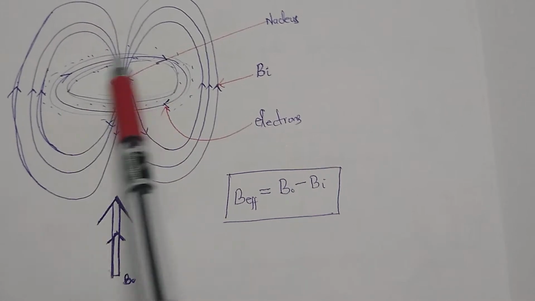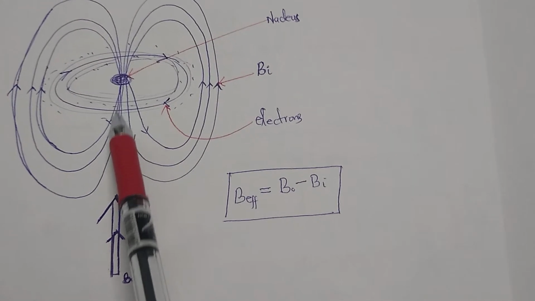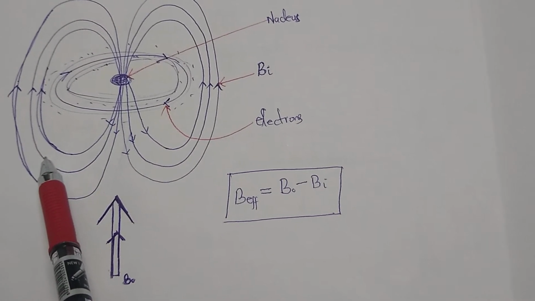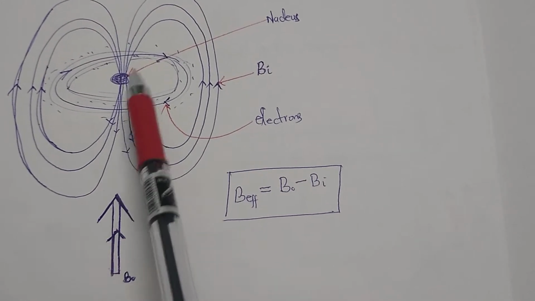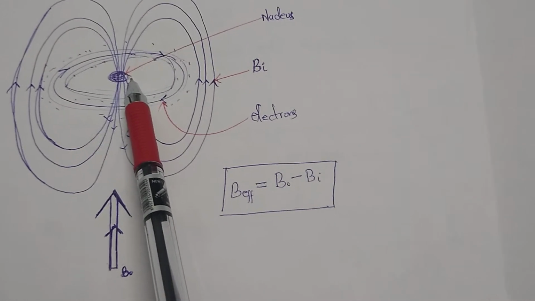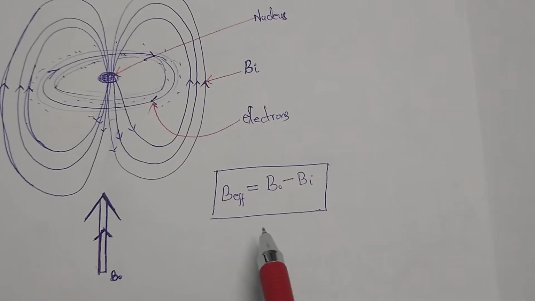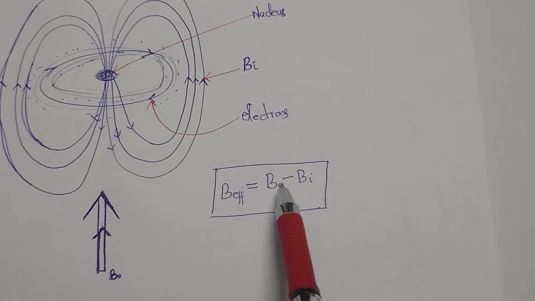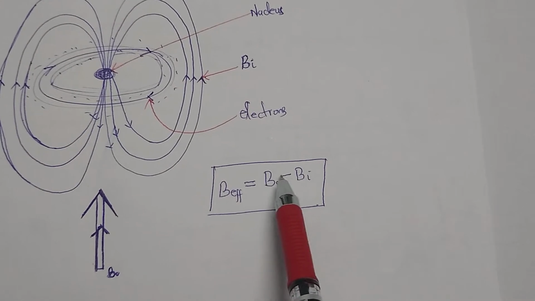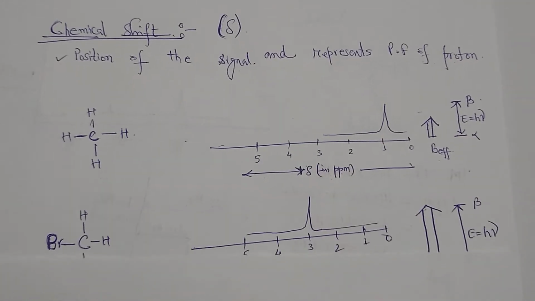And if the electron density here is less, then the generated magnetic field, that is the induced magnetic field, will also be very less. So the effective magnetic field that is coming out of the externally applied magnetic field to the nucleus will be very, very high. To understand this, we can generalize by this formula: the effective magnetic field is equal to the difference of the externally applied magnetic field and the induced magnetic field. Using this concept, let us see some problems to understand the chemical shift in more detail.